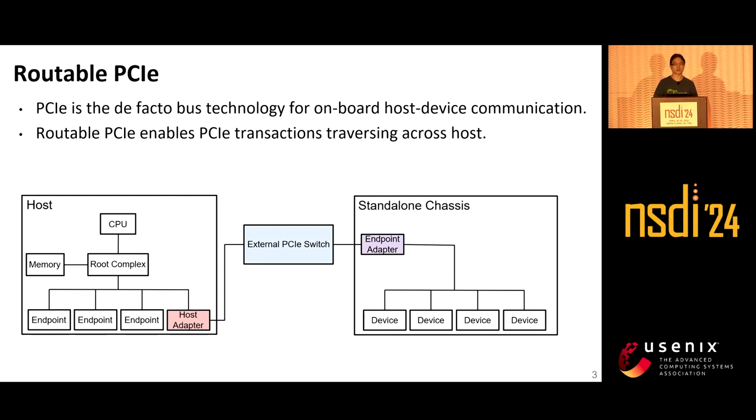The composable infrastructures are made possible thanks to interconnect technology such as Routable PCIe. As we know, PCIe is the de facto bus technology for onboard host-device communication. Routable PCIe further enables PCIe transactions to traverse across to another host in a different PCIe domain. The key technology behind this PCIe networking is the non-transparent bridge.